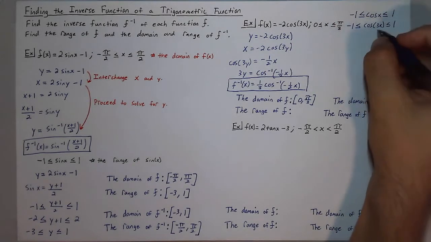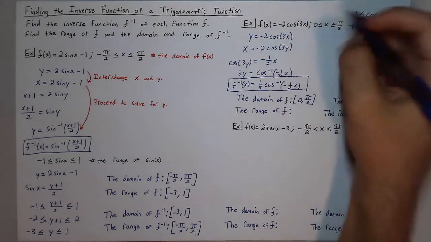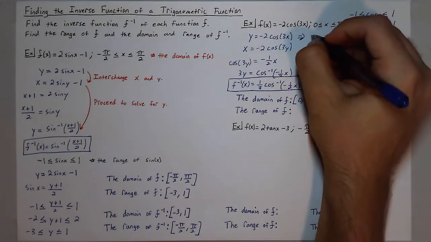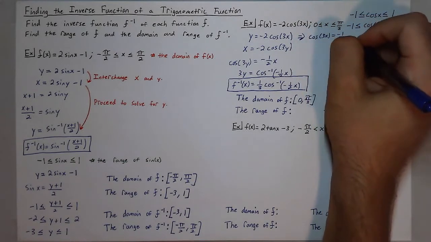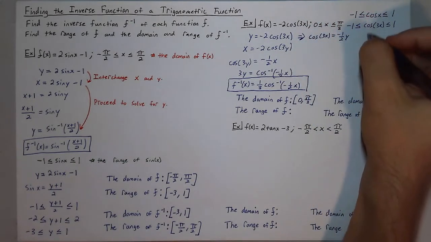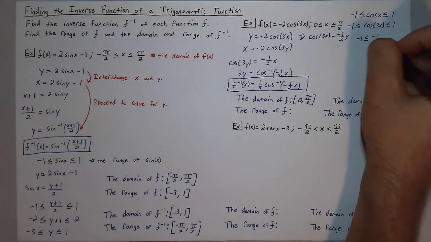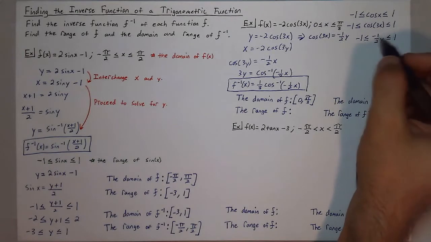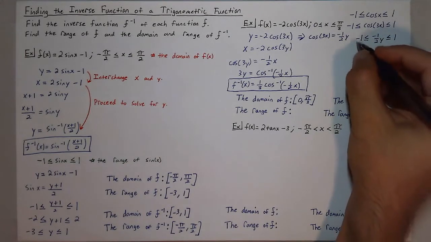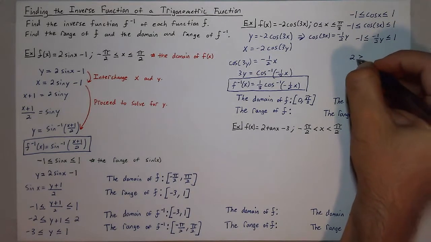So what's helpful about that is if I solve this for cosine of 3x, I can see that cosine of 3x is just equal to negative 1/2 y. So this inequality becomes negative 1 is less than or equal to negative 1/2 y, which is less than or equal to 1. So perfect. Now I can multiply each side of my inequality by negative 2 to get rid of the negative 1/2, making this 2. But now that I multiply by a negative, I have to flip the inequality.